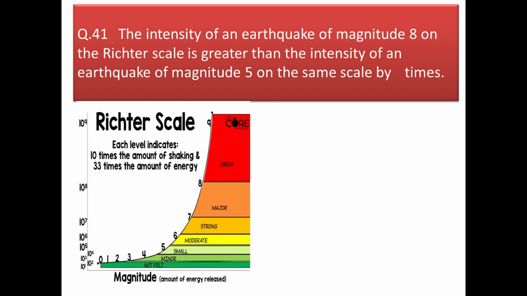Okay. Now see, for each increase in earthquake scale, we get 10 times more intensity of earthquake, and here the difference is 3. So the earthquake of magnitude 8 is 10 to the power 3 times, that is 1000 times greater than the intensity of an earthquake of magnitude 5.